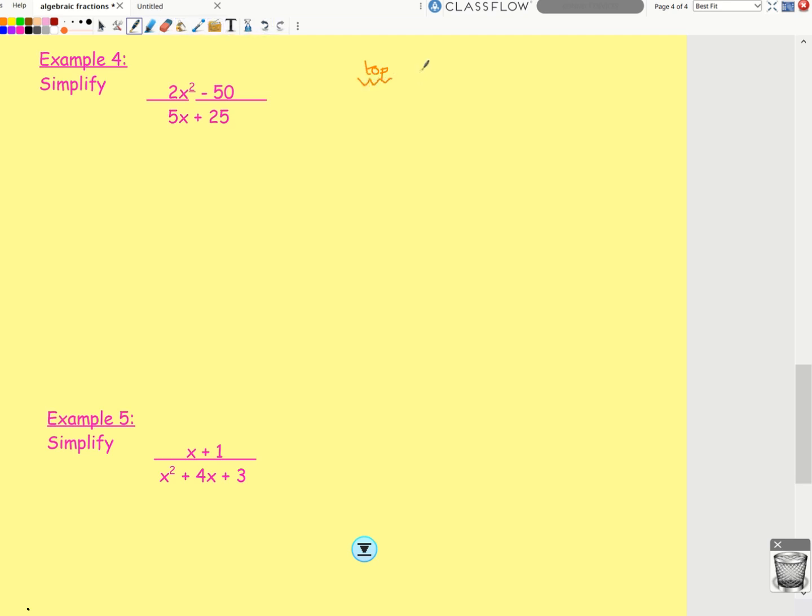So the top line, that is 2x squared take away 50. We can take out a common factor of 2 here, so let's go ahead and do it. And if I look closely, inside that bracket, we've also got a difference of 2 squares. So I've factorised that as well. Now let's go for the bottom line. My handwriting's atrocious, my pen's not working very well today.